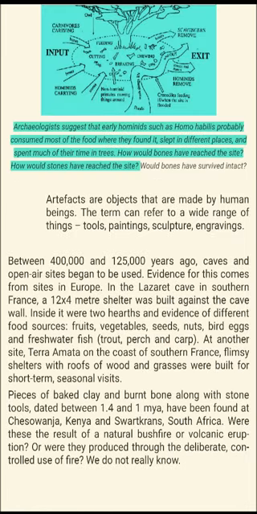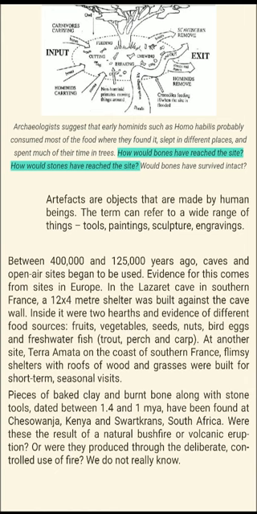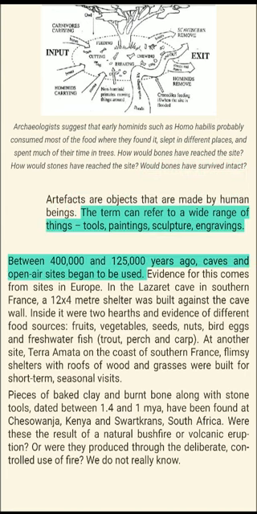Archaeologists suggest that early hominids such as Homo habilis probably consumed most of the food where they found it, slept in different places, and spent much of their time in trees. How would bones have reached the site? How would stones have reached the site? Would bones have survived intact? Artifacts are objects that are made by human beings. The term can refer to a wide range of things: tools, paintings, sculpture, engravings.